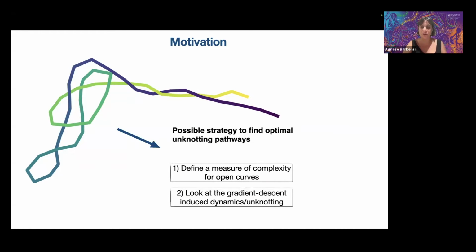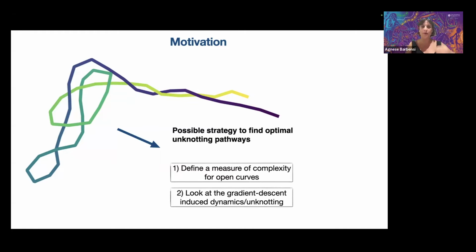And a possible strategy to address this question and to find optimal unknotting pathways, topologically optimal unknotting pathways, is to define a measure of complexity for open curves and then look at what happens if one tries to follow the gradient descent induced dynamics under this measure of complexity.